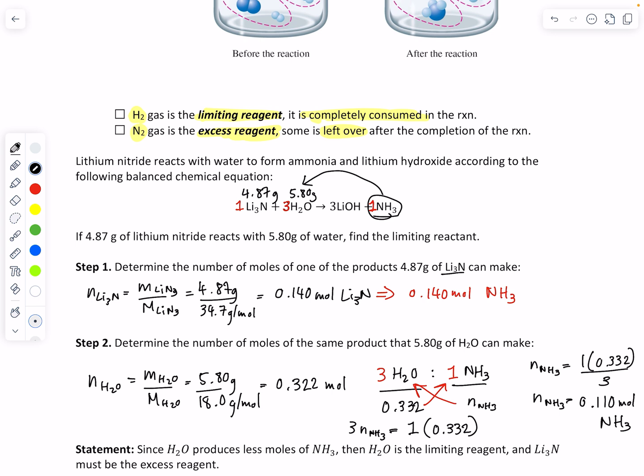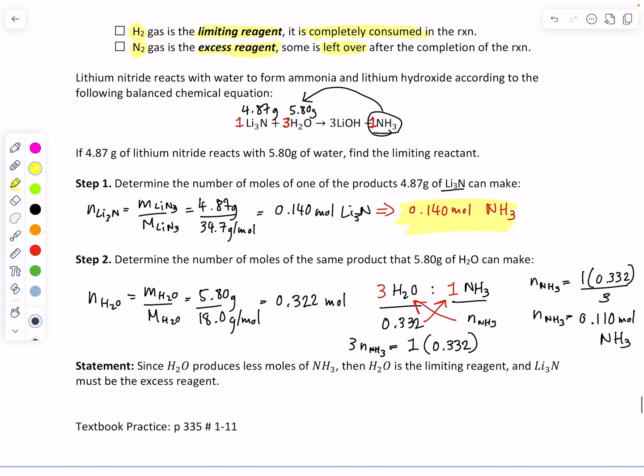So, which of these values is bigger? We have 0.140 moles of NH3, and 0.110 moles. Since H2O produces fewer moles, then H2O is the limiting reagent, and lithium nitride must be the excess reagent.